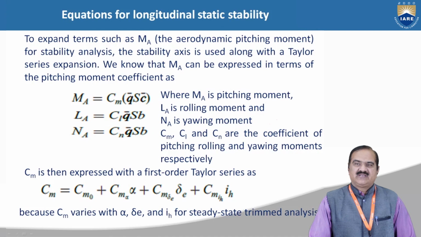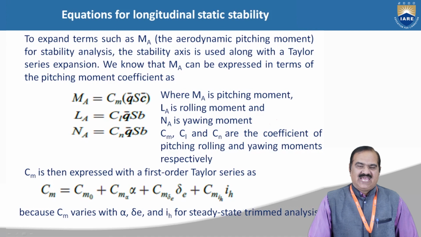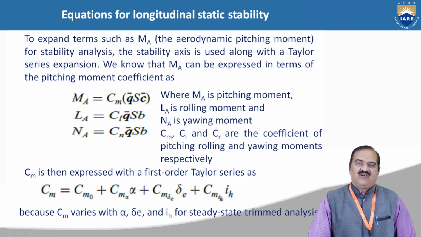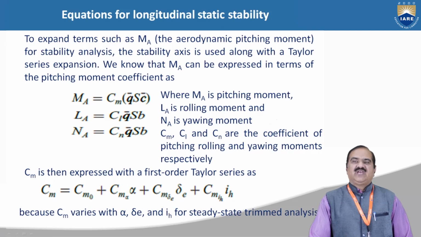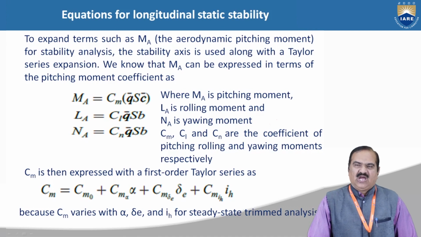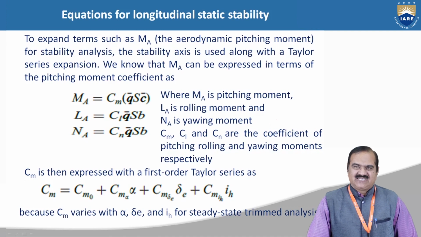This yawing moment is equal to Cn Q bar S B, where Cn is the coefficient of yawing moment, Q bar is the dynamic pressure, S is the surface area, and B is the span. So we have defined all three types of moment with respect to their area and their span or chord. In this, I am discussing longitudinal static stability.